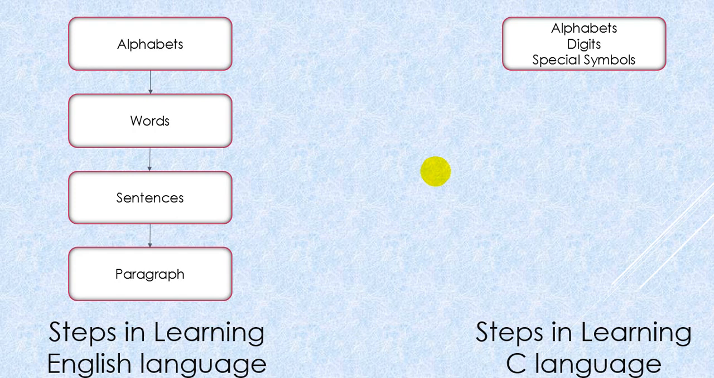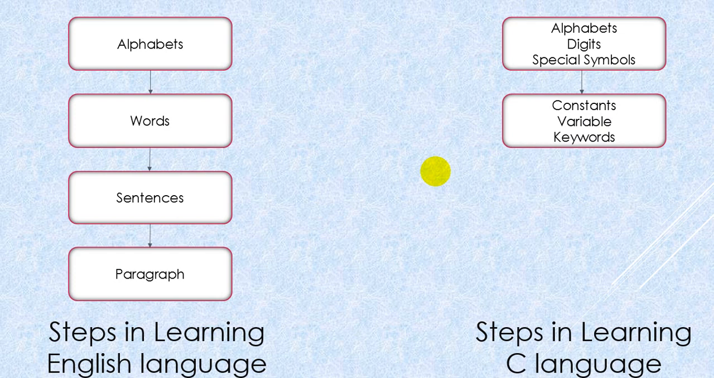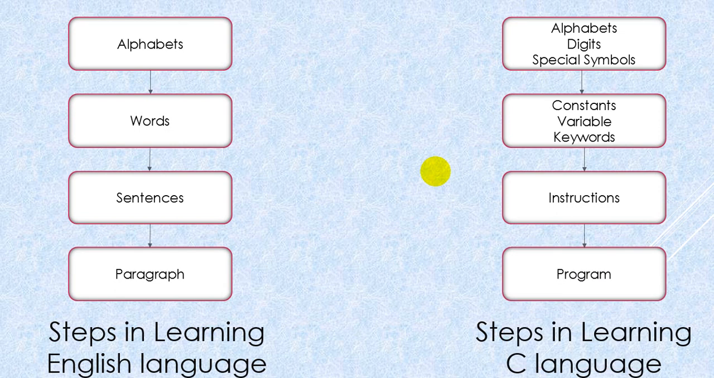So by using those symbols, we are making constants, variables, or keywords. In the next slide I will explain what constants, variables and keywords are. Now, using these constants, variables and keywords, we are making instructions, giving instructions about what we want to do, and the final productive program.